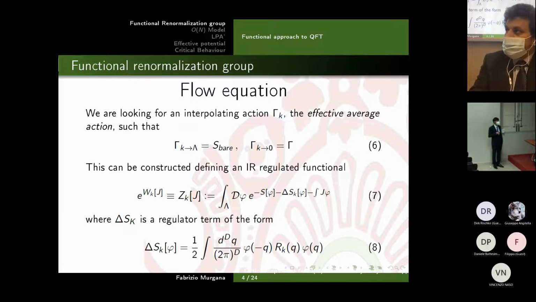So now one can compute Gamma starting from its definition, but it's very difficult. So you have to find a way to compute it efficiently. And one way is to exploit the functional renormalization group. To do so, you have to introduce an effective average action, which is this Gamma_k, which ranges between the bare action at the cutoff scale k equal to Lambda and the effective action at k equals 0 in the infrared. And to do so, you have to define an infrared regulator functional by introducing this regulator term, which is this Delta S_k, which appears in equation 8, which is basically quadratic in the field and contains a term which is properly called regulator, which is this R_k.